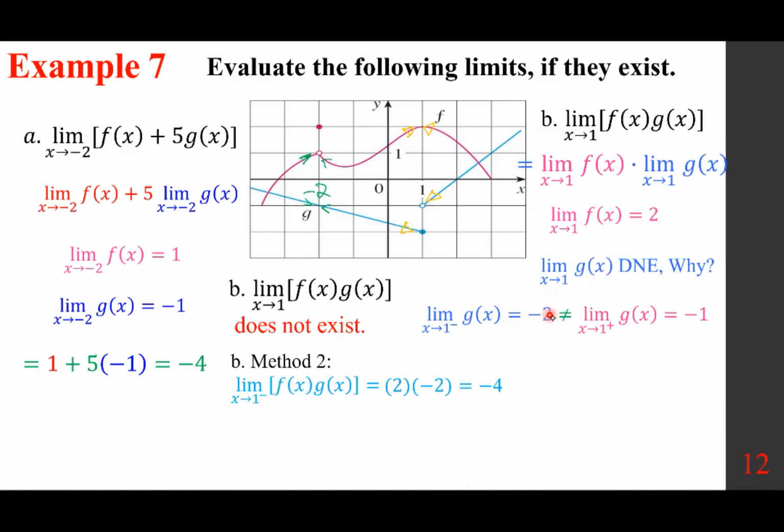From the right, the limit of f of x times g of x as x approaches 1 from the right. Again, f is the same as this one: this was 2, this is 2 also. But g, when we approach it from the right, has a different value. So 2 times -1 is -2, and -2 and -4 are not the same. So that's the second method that shows this limit does not exist.